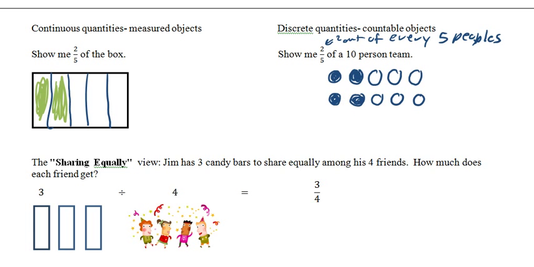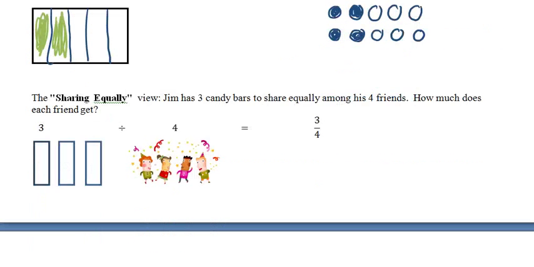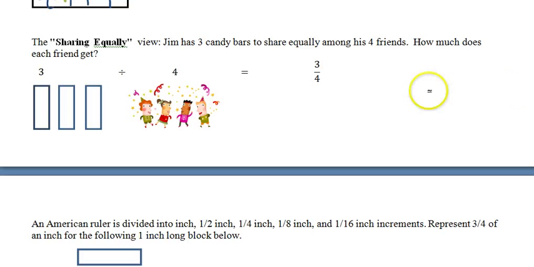The other way to look at these, and this is the last one, I'm thinking, well, what's different? We have one item or we have multiple items, right? Well, you can also think of it as this situation. Remember, these are divisions. So it's a sharing equally view. Jim has 3 candy bars to share equally among his 4 friends. How much does each friend get? So basically the fraction itself is the answer. If you have 3 things to share among 4 people, it doesn't go in nicely, then what it is is 3/4.